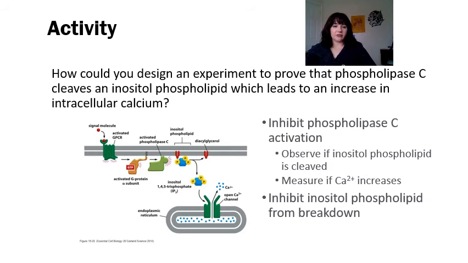Another step you could take to really show this connection is you could create an inositol phospholipid that could not be broken apart. If the inositol phospholipid is unable to be broken apart, and you treat the cells with this signal, and you see that calcium levels do not rise, that's telling you that this inositol phospholipid is important for the signaling mechanism. If you treat the cells with the signal and calcium levels rise despite the fact that the inositol phospholipid is not cleaved, then you know that some other mechanism is involved.